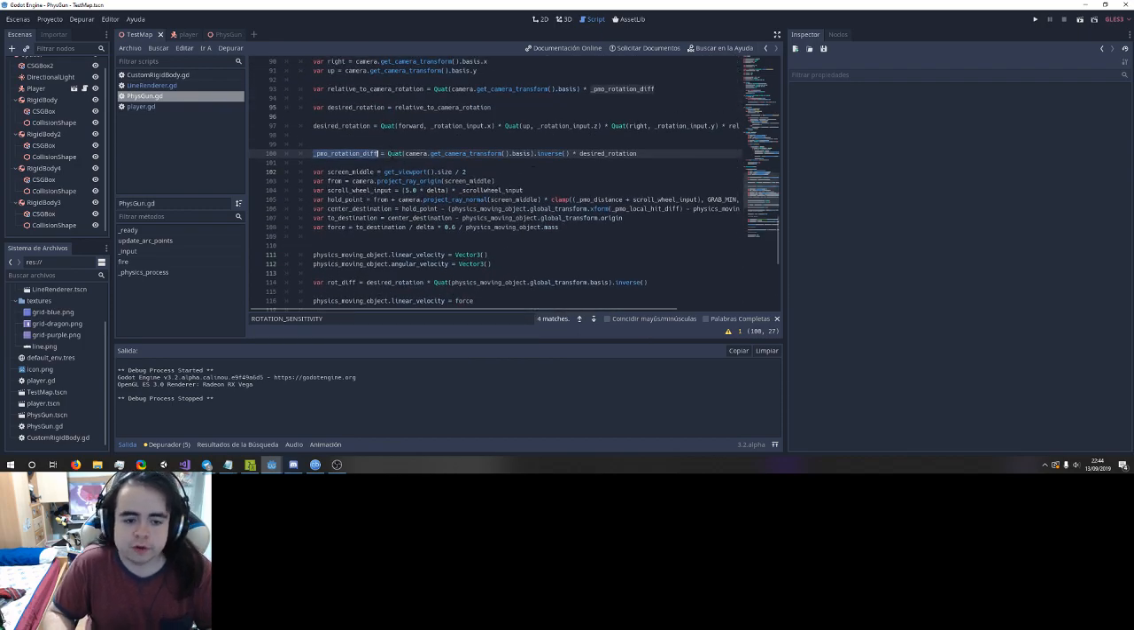That's what it is, because what we're doing here is rotating the difference by using the inverse of the basis of the camera transform multiplied by the desired rotation, and that will give us the difference between both quaternions, apparently. I'm not a mathematician, again, I'm not very good at this, sorry.